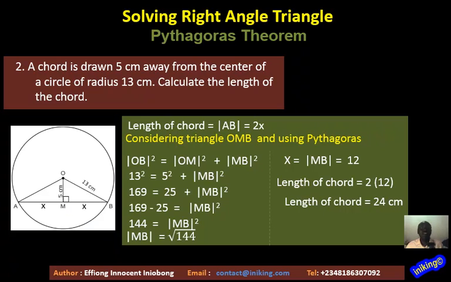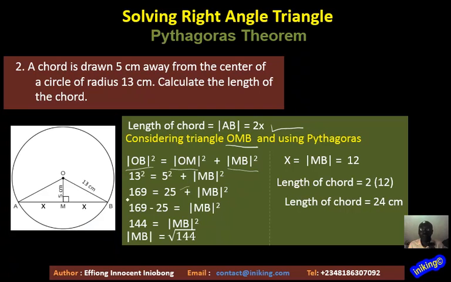Here we have that the length of the chord AB is 2x. Fine. We have agreed to that. Now considering the triangle OMB, which is here, and using Pythagoras, you will agree that the square of the hypotenuse OB square is equal to the sum of the squares of the other two sides, OM square plus MB square. Substituting values, OB is 13, so 13 square equals 5 square plus MB square. Remember, the 5 is the distance of the chord from the center of the circle.